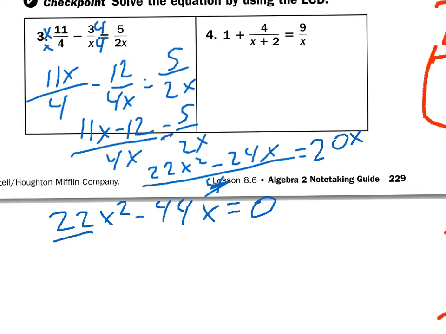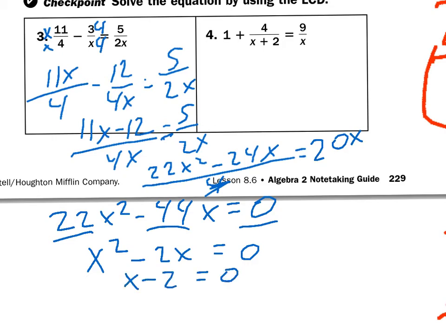22 goes into both of these things. If I divide everything by 22, including the 0, I'd get x squared minus 2x equals 0. If I were to divide everything by x, including the 0, I'd get x minus 2 equals 0. Therefore, my answer would be 2. And maybe you found another way to come up with 2 that was quicker than mine, but that was the method that I would have used.